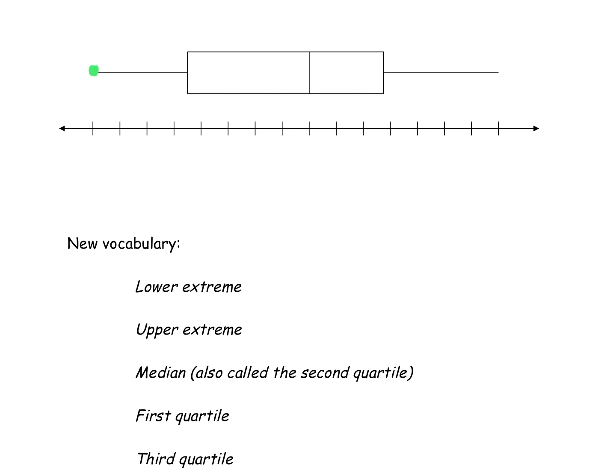So would you please put a point? And this is called the lower extreme. It is the lowest data item after we put the data in order. So it's the lowest number.